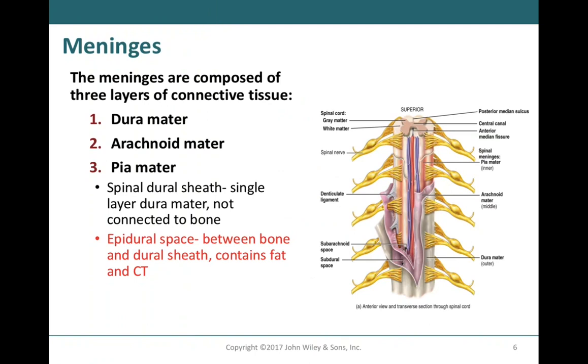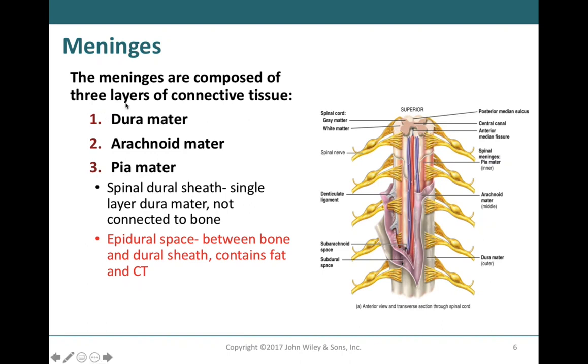So this slide will further explain the connective tissue layers known as the meninges. As I just mentioned, we have three connective tissue layers. We have an outer dura mater, we have a middle arachnoid mater, and we have an inner pia mater. Each of these layers of connective tissue will wrap around the spinal cord and offer it a different layer of protection.